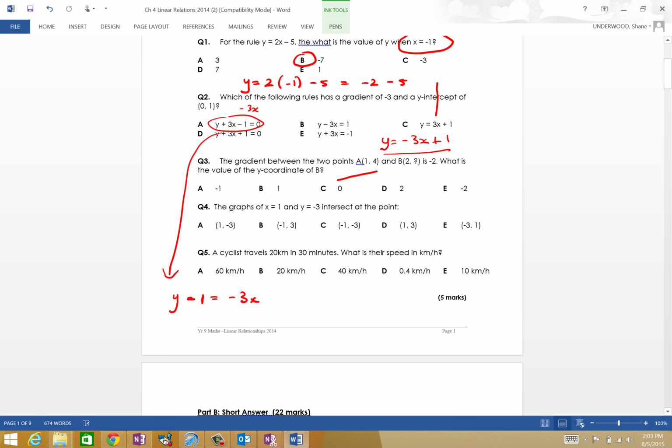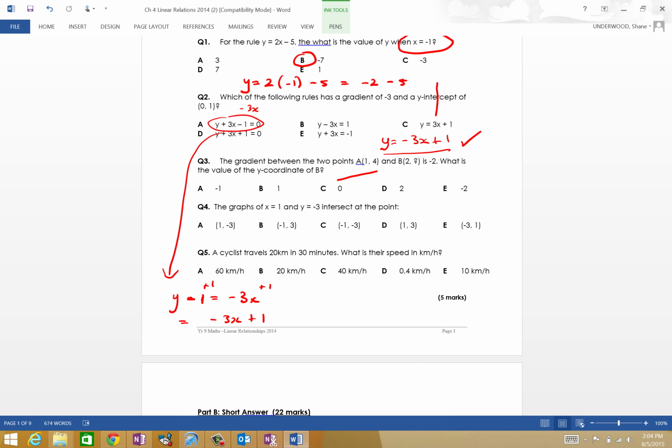If I subtract 3x from both sides, that's going to give me y is equal to, like that. And then I want to add 1 to both sides. That's going to give me -3x plus 1, and that's what we've got here. So the answer is A. We're just rearranging that.